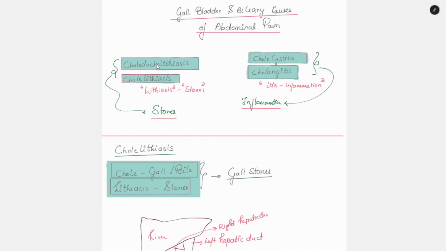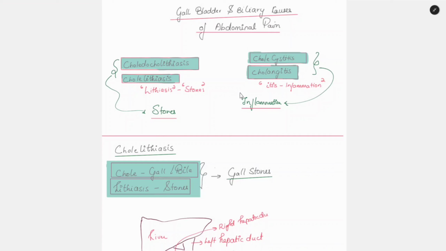Firstly, let's learn how to divide the words into different parts. Basically, lithiasis means stones. You'll know that from your medical knowledge. And itis means inflammation. So firstly, let's divide these four words into two classes, cholelithiasis and choledocholithiasis on one side, and on the other side, let's keep cholecystitis and cholangitis.